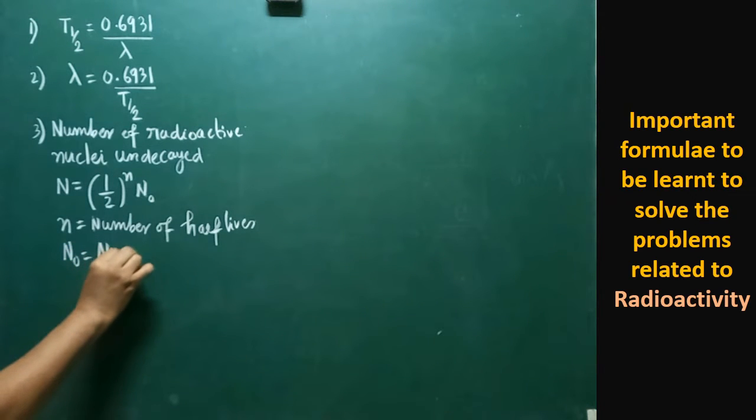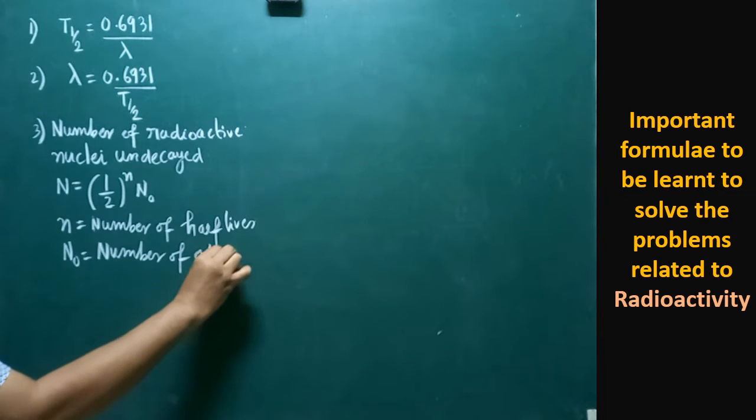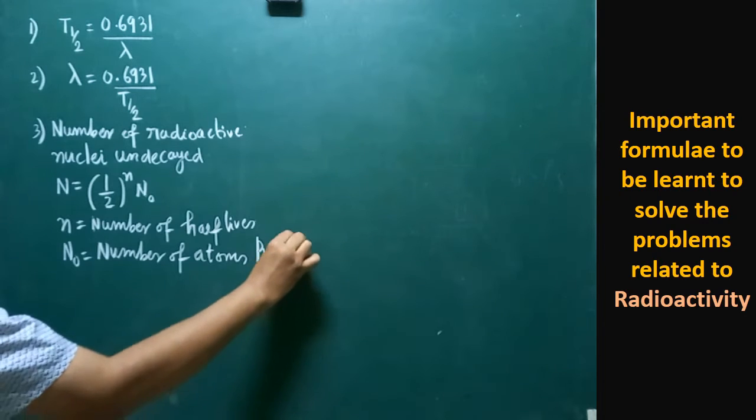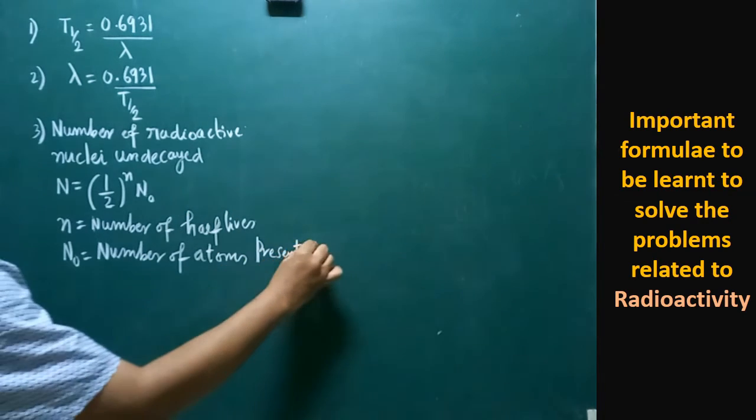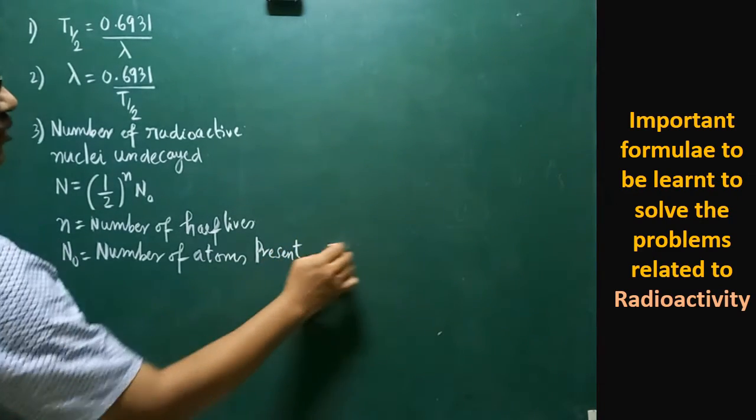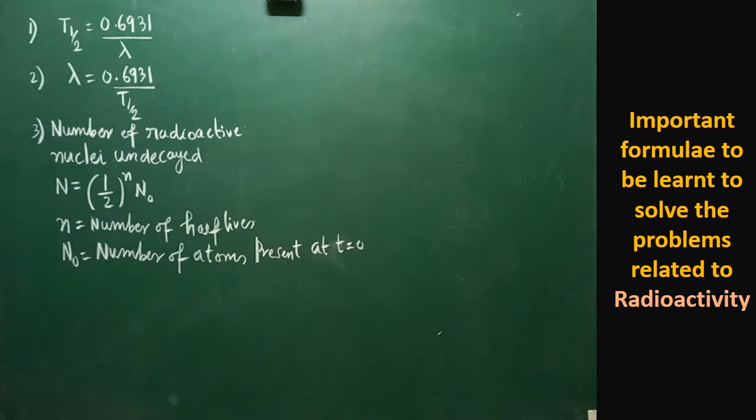Number of atoms present in the initial stage, when the time t is equal to 0. In the initial stage, when the process is not yet started, when t is equal to 0, at that time you have to find out the total initial number of atoms, that is called N naught.